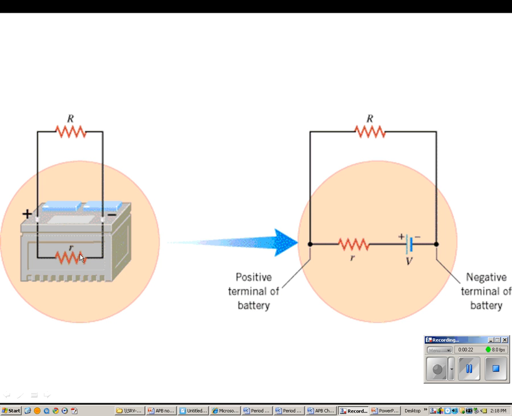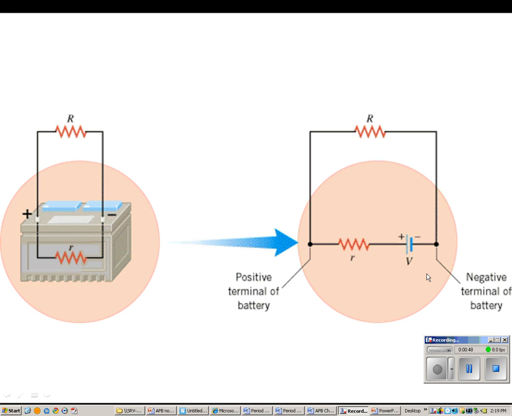This is a car battery, and you'll see there's this resistor out here. Maybe it's a headlamp or a light or the heater of the car. And inside the battery, we have this internal resistance to the flow of electricity. And the way you handle that is you just treat that internal resistor as just a resistor in the circuit. It's in series with this battery. And you'll notice here that this is the positive terminal of the battery right here at this point. This is the negative terminal of the battery right here at this point.